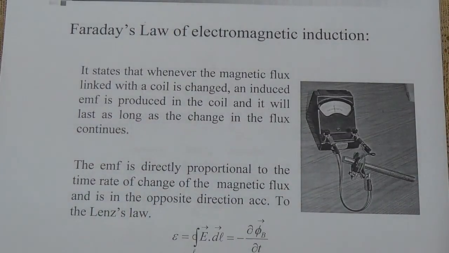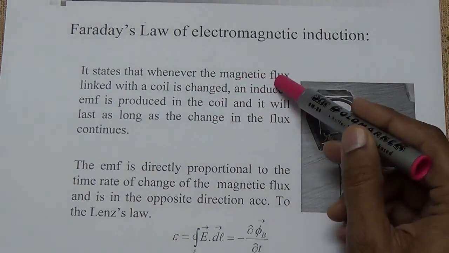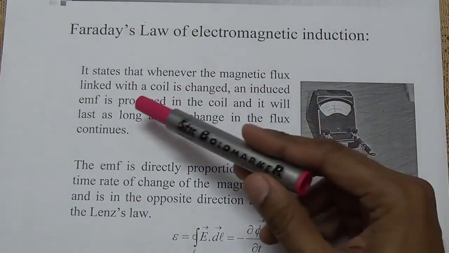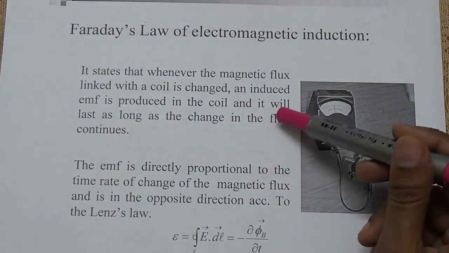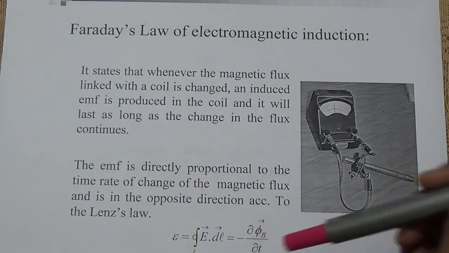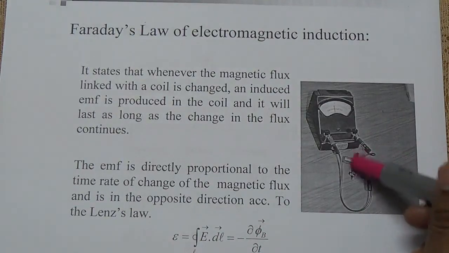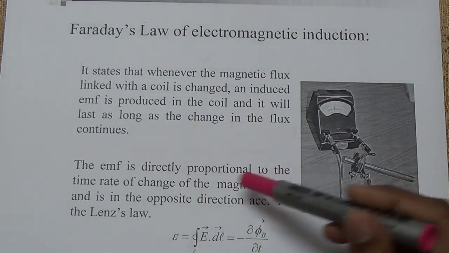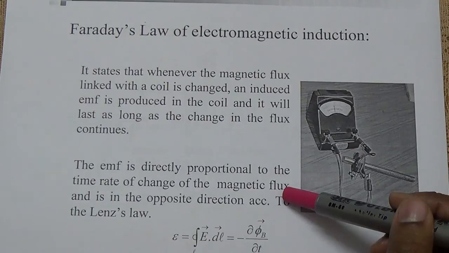Now the last one, that is known as the Faraday law. Faraday's law of electromagnetic induction states that whenever the magnetic flux linked with a coil is changed, an induced EMF is produced in the coil, and it will last as long as the change in the flux continues. So here we have shown that this is a coil. The EMF is directly proportional to the time rate of change of the magnetic flux.